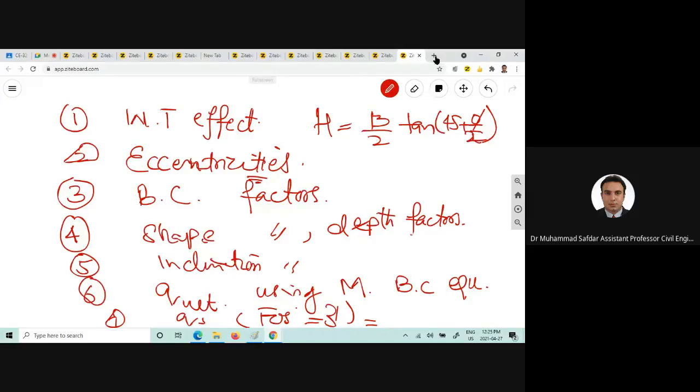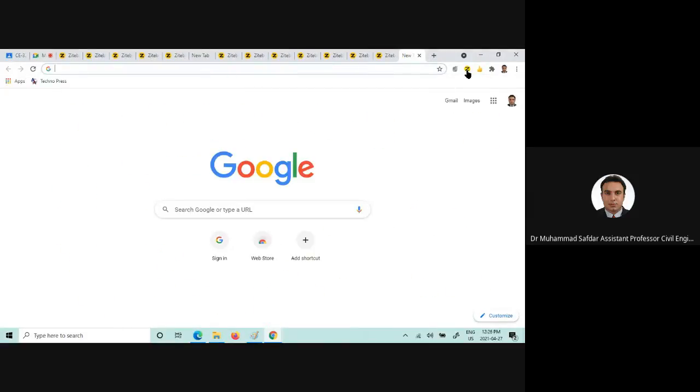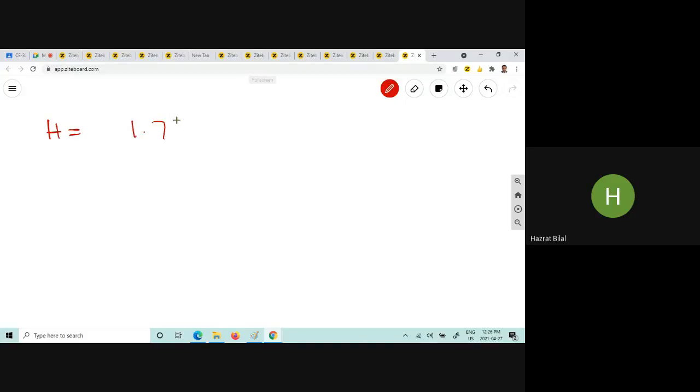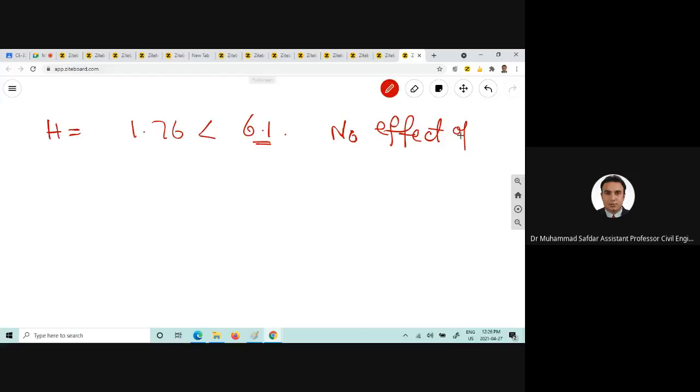Okay. Give me the H value, height of the wedge. H value, please. 1.766, which is less than 6.1. So no effect of water table. Or we can also say the depth of the water table.